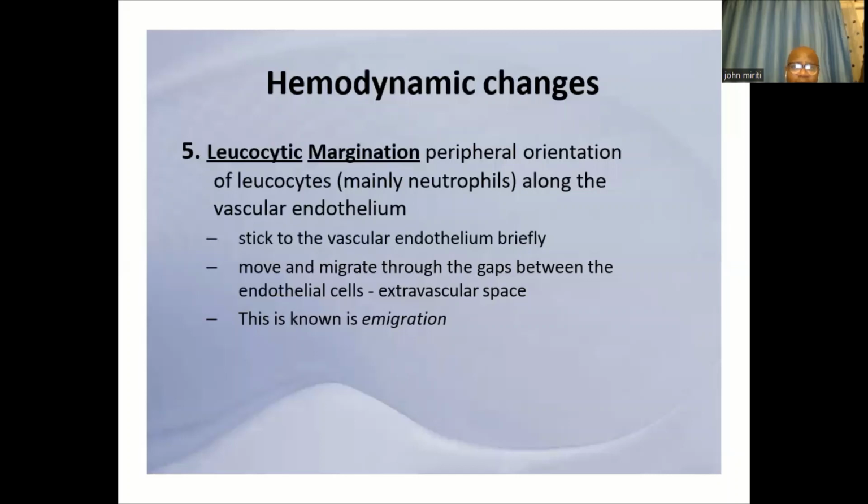This time they have started migrating slowly to the walls of the capillaries, so that they can migrate from the capillaries to the extracellular space and go to the point of inflammation. This leads to sticking to the vascular endothelium briefly, and then they move and migrate through the gaps between the endothelial cells into the extravascular space. And this process is called migration.